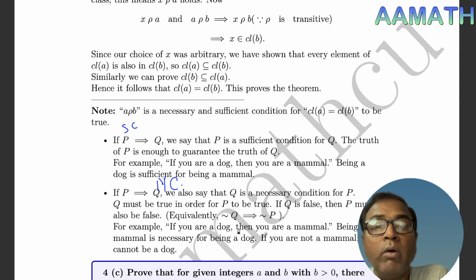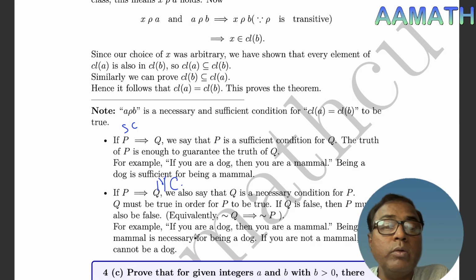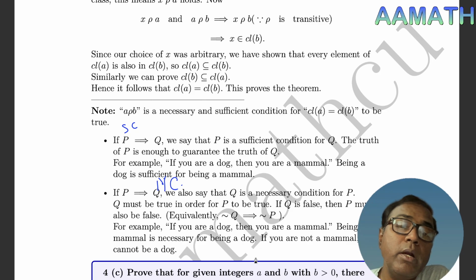Example, if you are a dog, then you are a mammal. Being a mammal is necessary for being a dog. So mammal is necessary for being a dog, but not sufficient. Here, if you are not a mammal, you cannot be a dog.